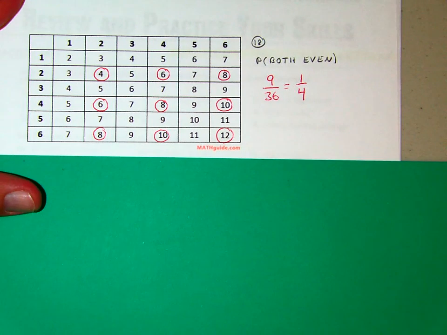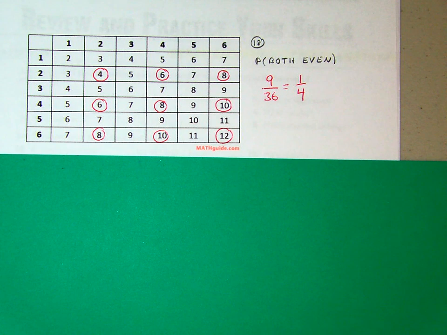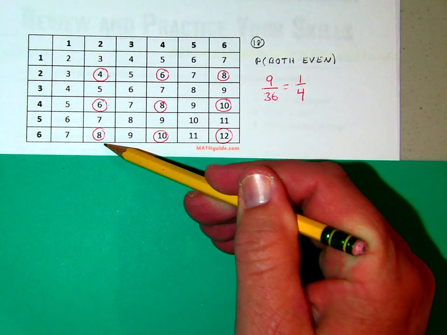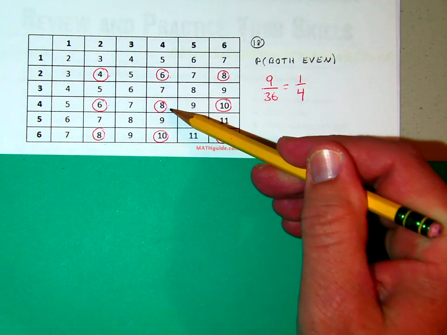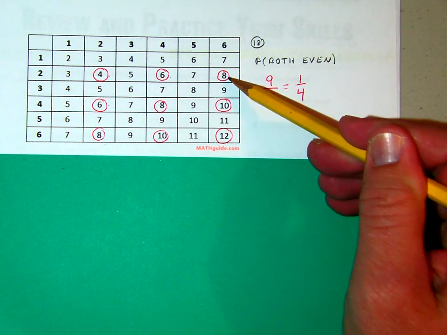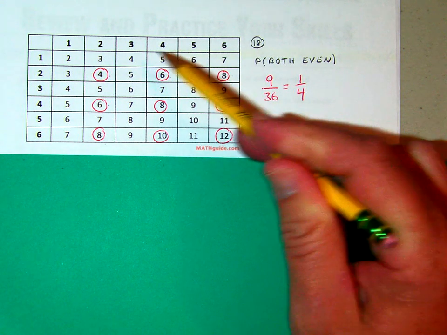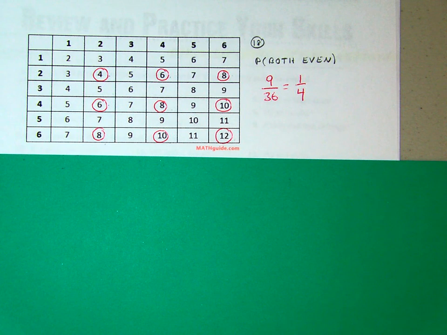So the possibilities of both dice being even numbers would be rolling a 2-2, a 2-4, a 2-6, a 4-2, a 4-4, a 4-6, 6-2, 6-4, 6-6. So of the 36 possible outcomes, we've identified 9 of them that satisfy this condition of both dice being even. So a 9 out of 36, or a 1 out of 4 chance of that occurring.